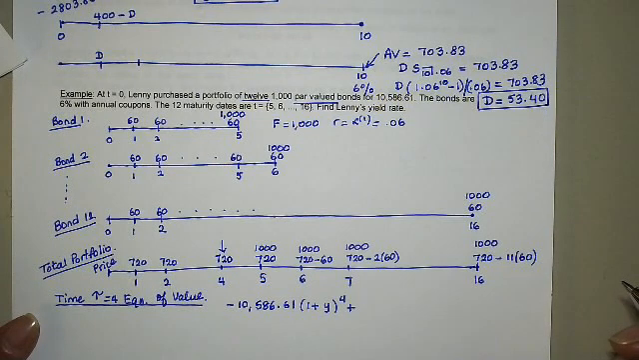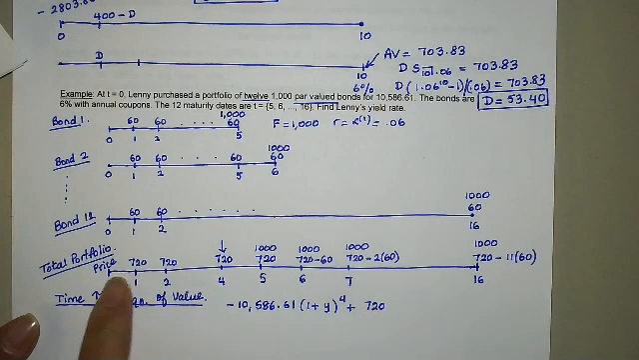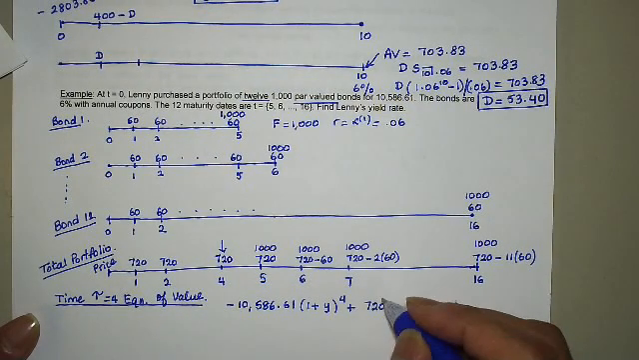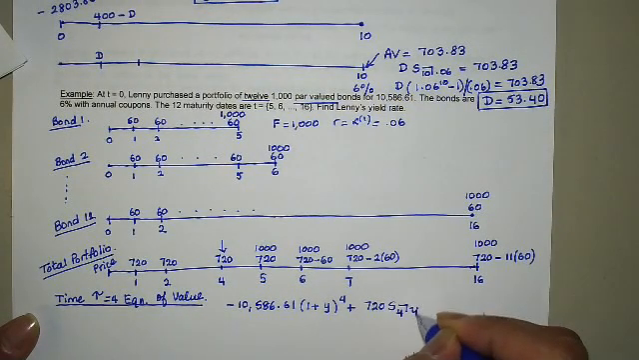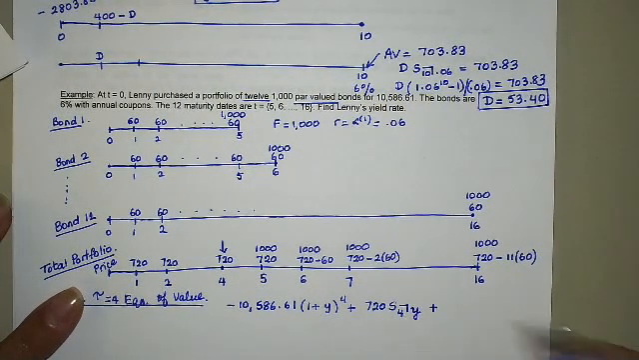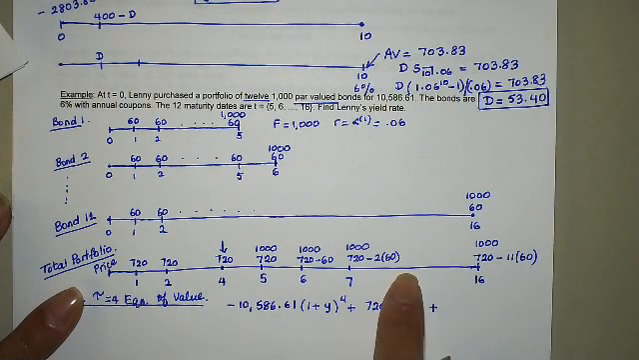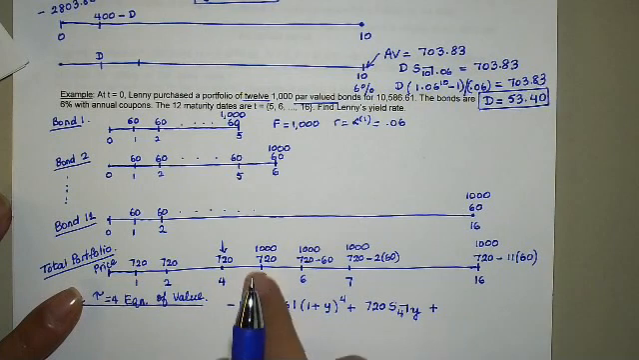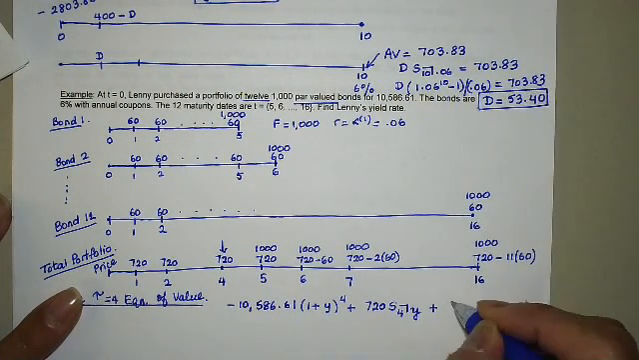Plus, how about these 4 720s? I want the accumulated value of an annuity, 4 payments, so 720 s angle 4 at y. Plus, how about these now? Yep, arithmetic. Increasing or decreasing? Decreasing. And what's the first payment? 720 plus 1,000, 1,720.